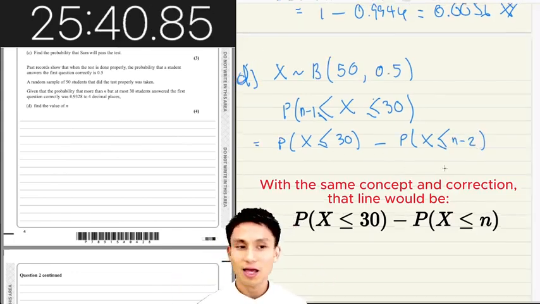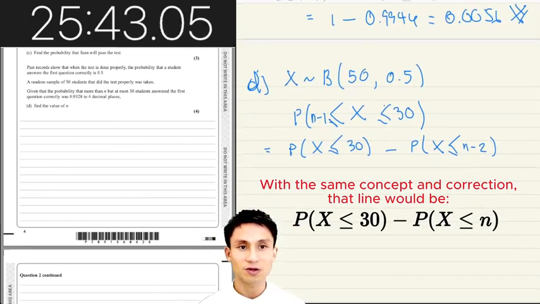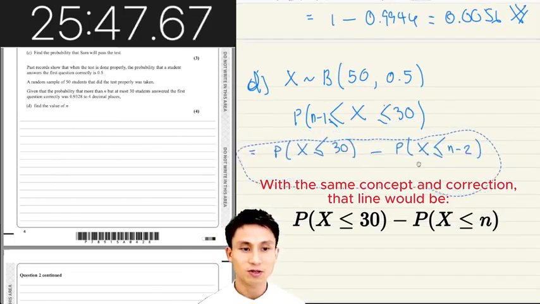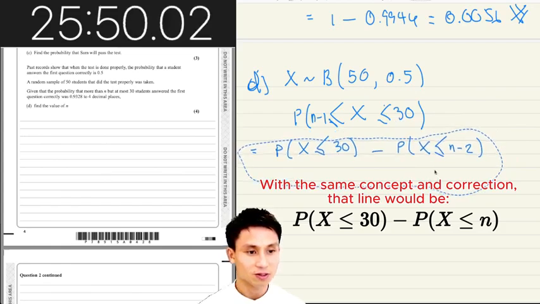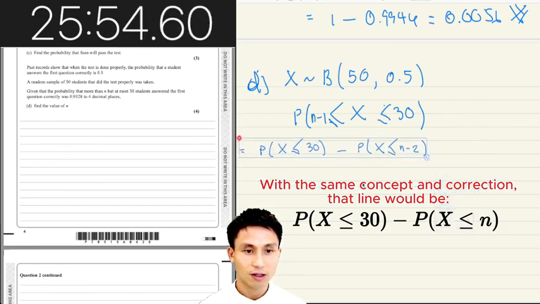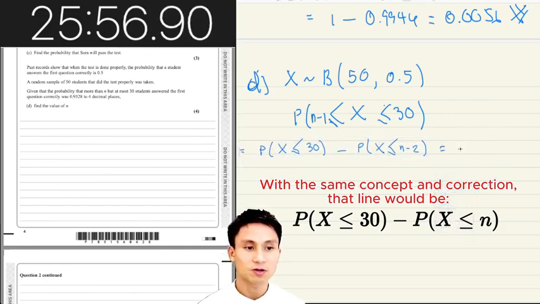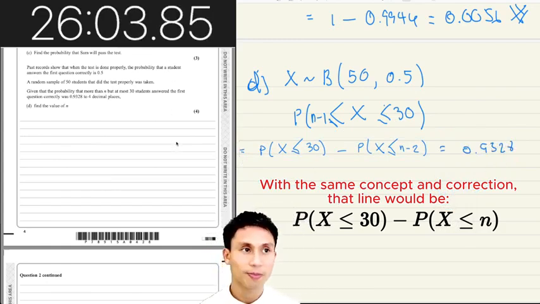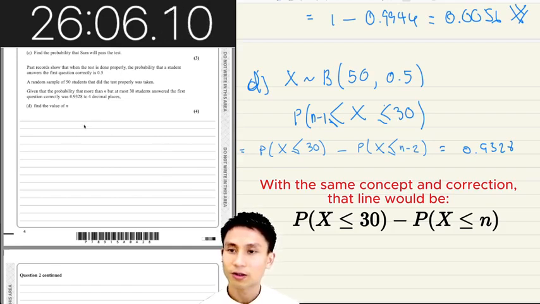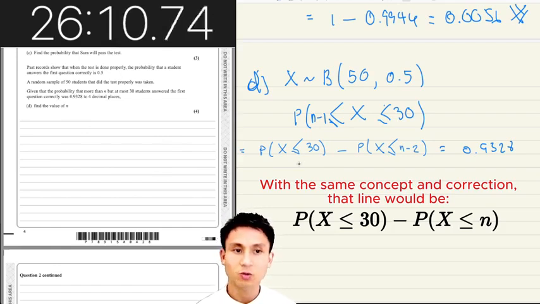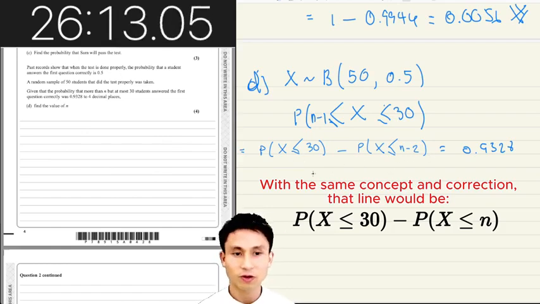All right, and this whole thing is given to be, let me shrink that down a little bit, see if I can. Okay, this whole thing is given to be 0.9328, right? So we can find this one and solve the equation there.